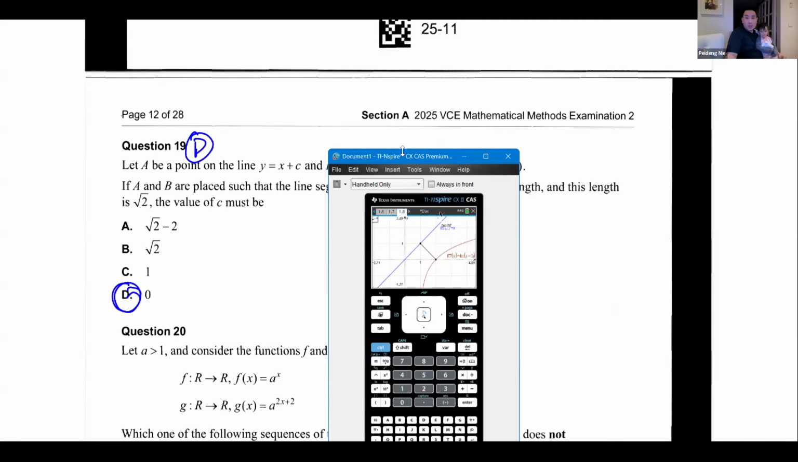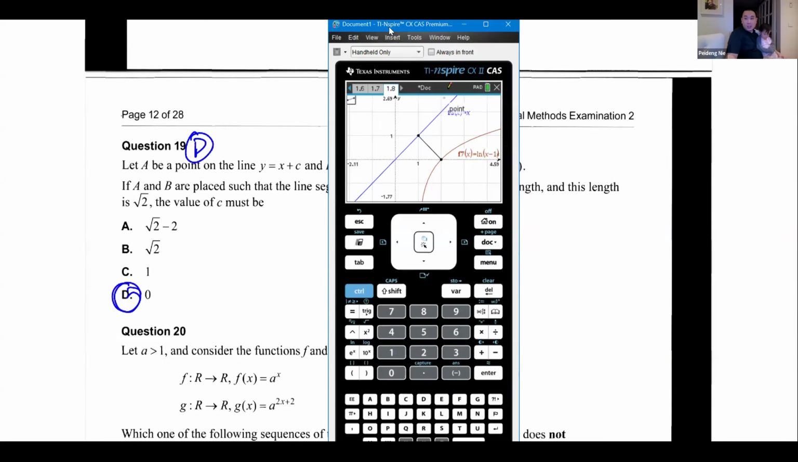Question 20, I'll be using the CAS calculator a little bit.